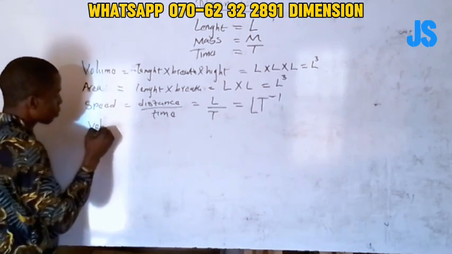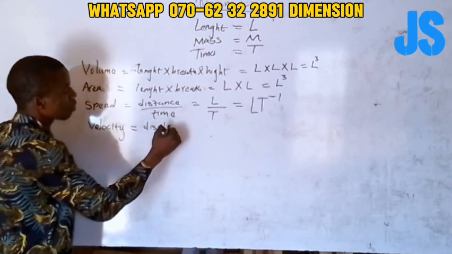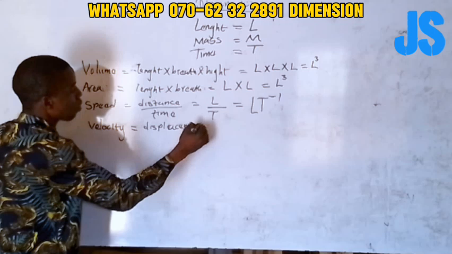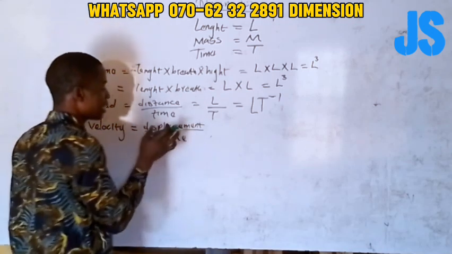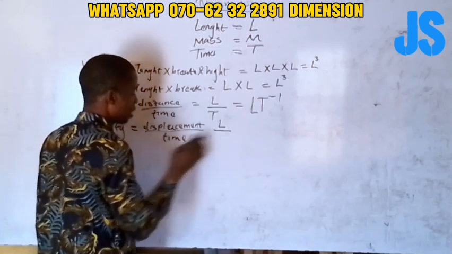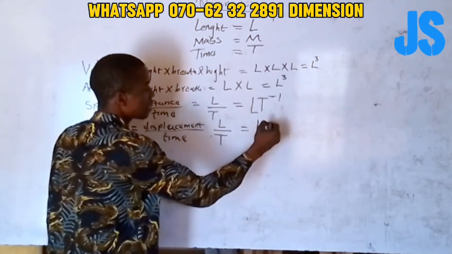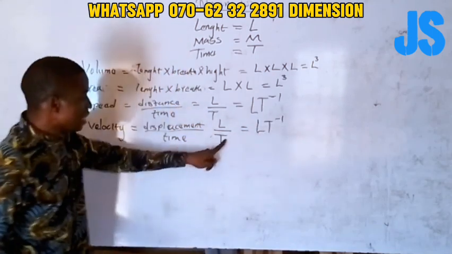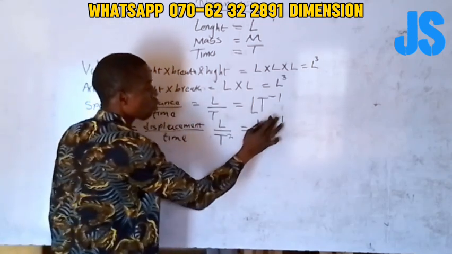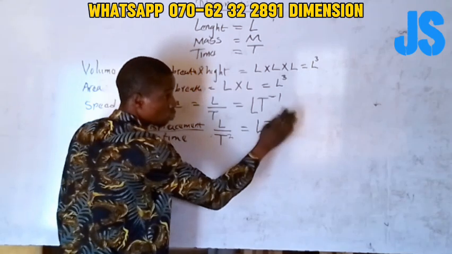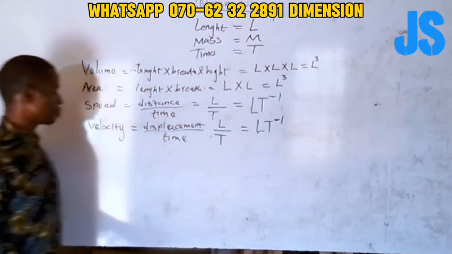Velocity is displacement all over time. Our displacement, distance, represents the same thing, L, and time is T. It becomes the same thing: L T minus 1. Anytime it is down, it will always be minus. If it is 2 that is here, it becomes minus 2. Notice that, but this one is not anything, it's just an ordinary 1.